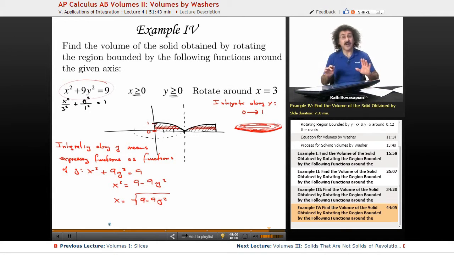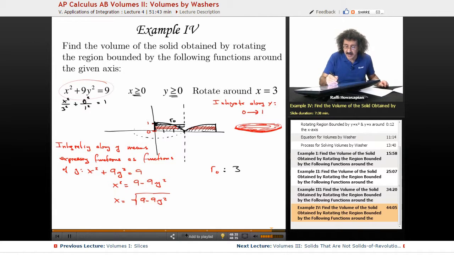Okay, so now let's go ahead and talk about our inside radius and our outside radius. Let's talk about our outside radius first. We're going to measure from the axis of rotation to the original function. Well, the outside radius is that one. The inside radius is this one. So the outside radius, well, that's just 3. Nice, because it's always 3.